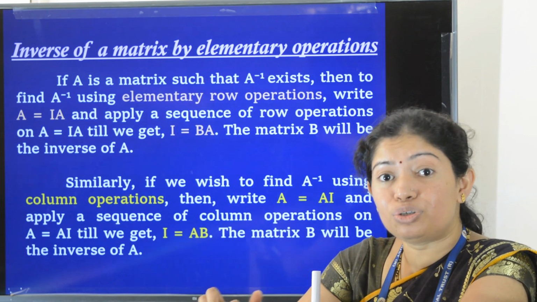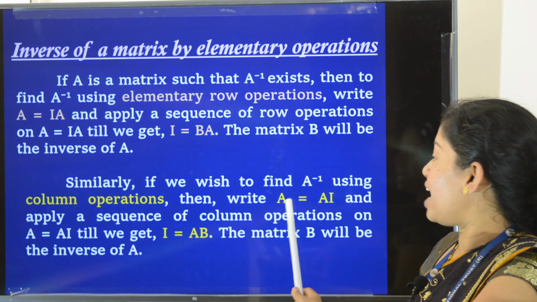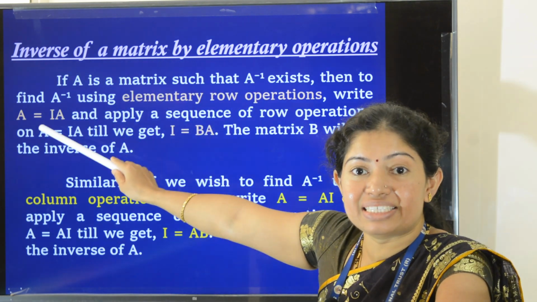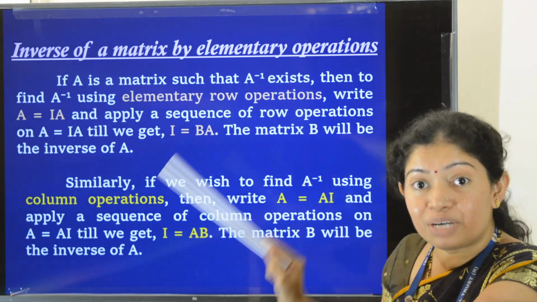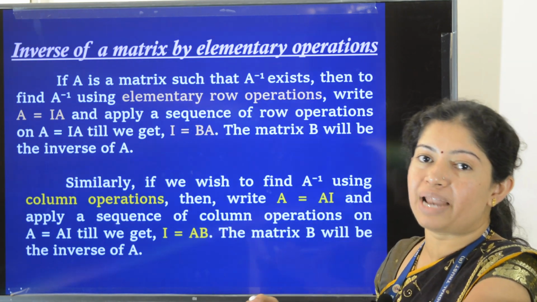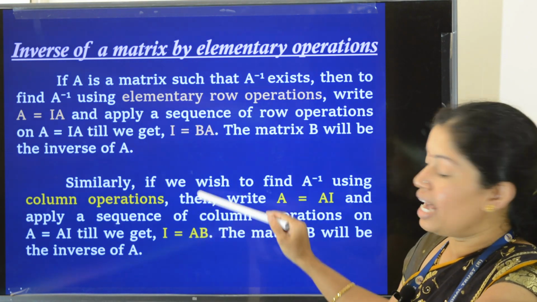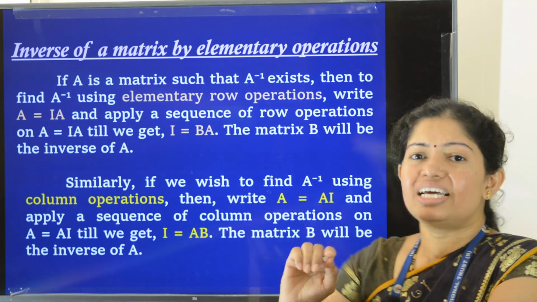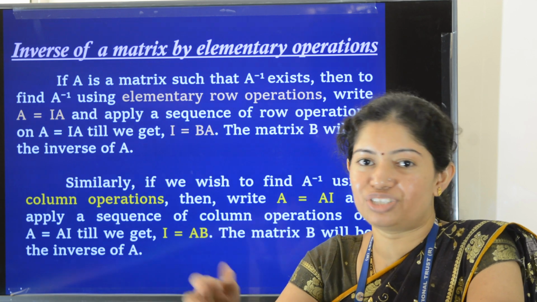Next one, if you want to find A inverse by using elementary column operations, first you need to write A is equal to AI. See the difference, students. Here we wrote A is equal to IA when we applied elementary row operations. So when you are applying elementary column operations, you need to write A is equal to AI. Then again you have to apply elementary column operations till you get I is equal to AB. In this case, this B is called the inverse of matrix A. So this is the theoretical part of finding the inverse by using elementary row operations or elementary column operations.